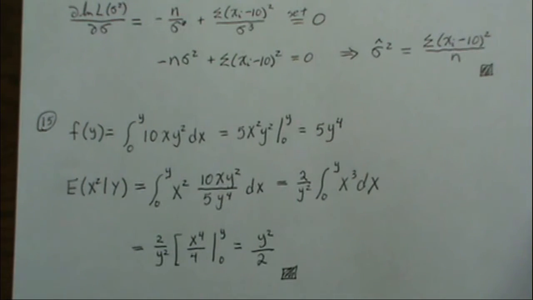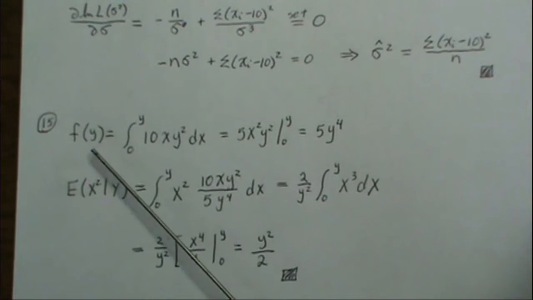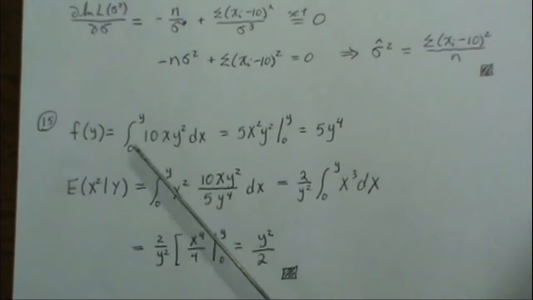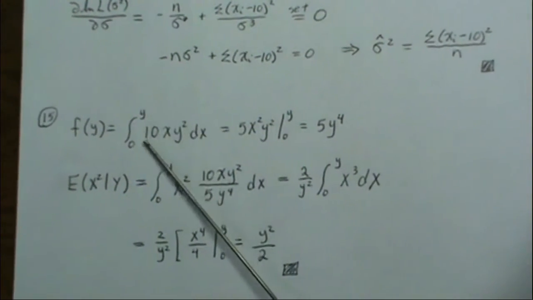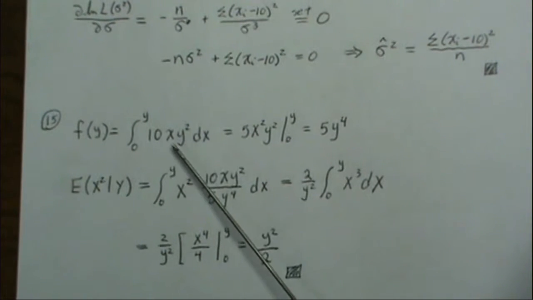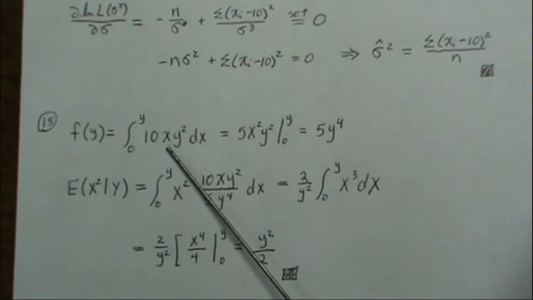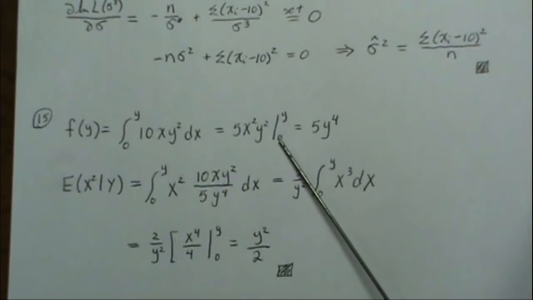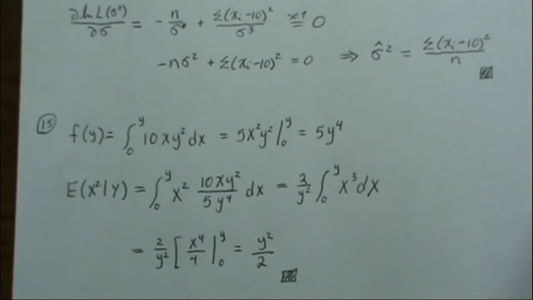So first of all, we need to find the marginal distribution of y. That means integrate out x, and x goes from 0 to y. So here's our joint density. We're integrating with respect to x, so then it becomes x squared over 2. So the 2 and the 10 cancel to 5. We plug in our values, we get 5y to the 4th.